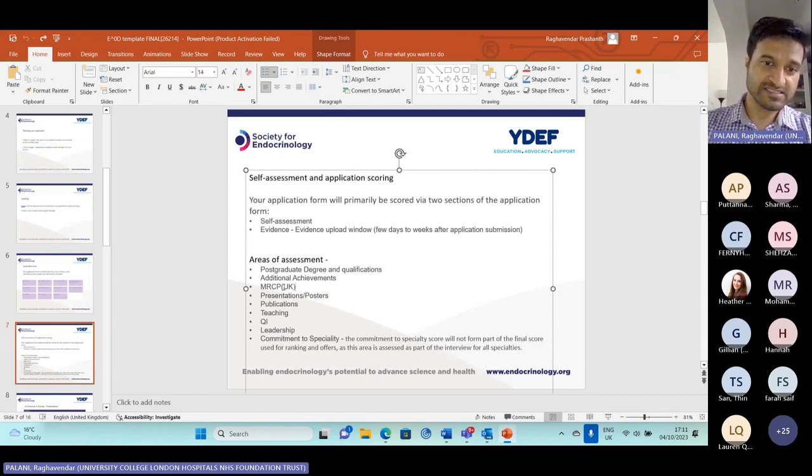Posters and presentations: again, if you have presented any poster in a national or international conference, you can mark yourself for that. Similarly, publication, teaching, quality improvement or audits, leadership, and commitment to specialty. Now for international applicants, or for all applicants, I think some of the easy bits here would be presentations, like getting a poster presentation or an oral presentation in a national conference, which is fairly easy to get some good points. Teaching is fairly achievable.